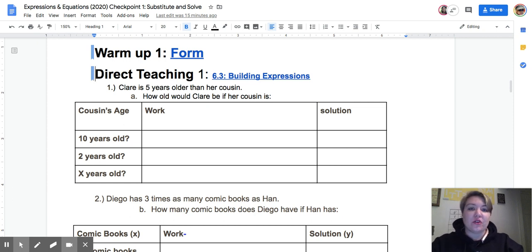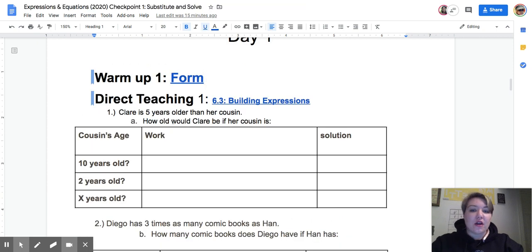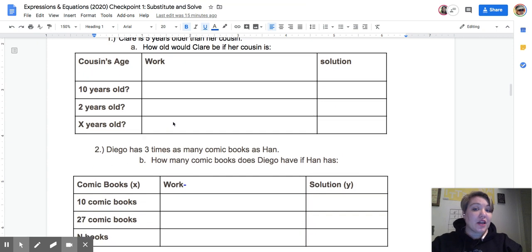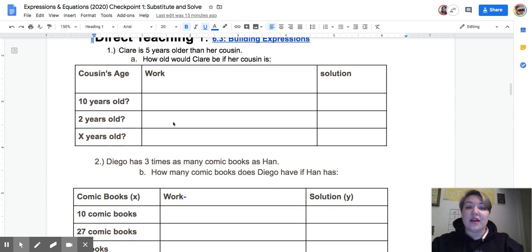So I'm doing your direct teaching number 1 and your checkpoint number 1. So you can see it here. We're going to start focusing on writing an equation and then substituting the value in to solve for a solution.